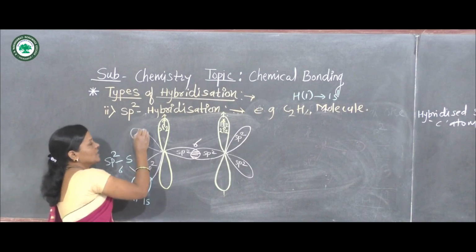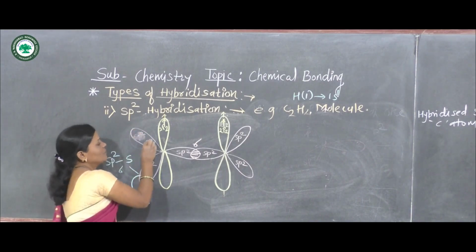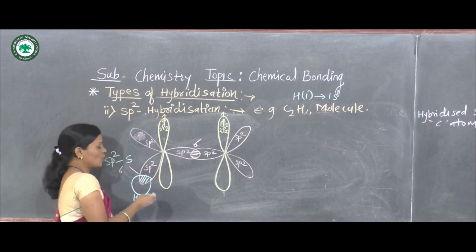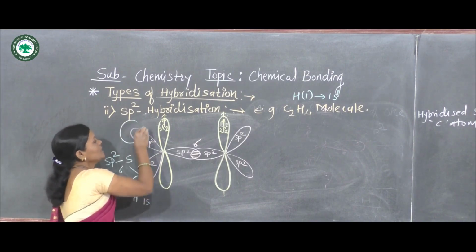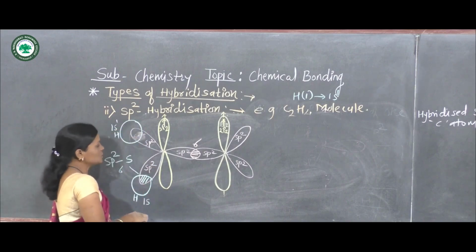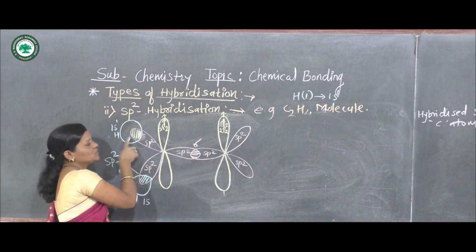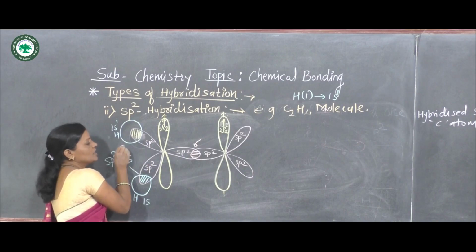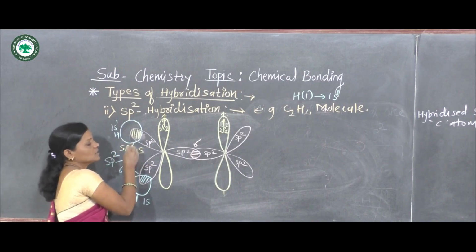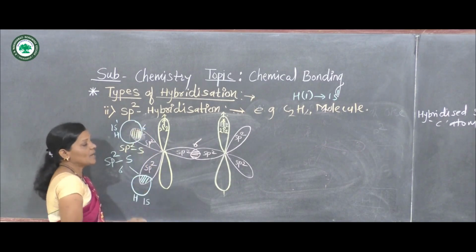Now here the second hydrogen atom overlaps with the sp2 hybrid orbital of the carbon atom. This is the 1s orbital of the second hydrogen atom. Here also the extent of overlapping is maximum. This overlapping is also sp2-s overlapping, and the bond formed is a sigma bond.